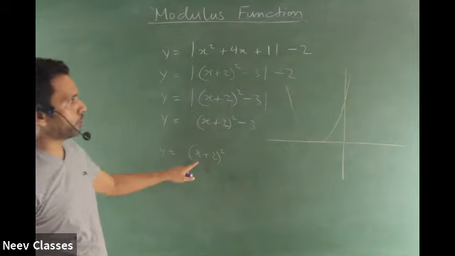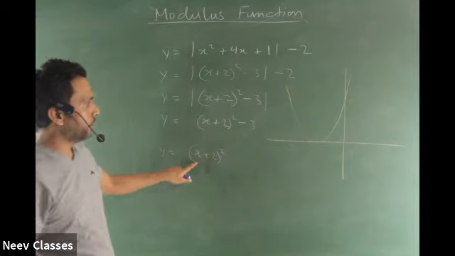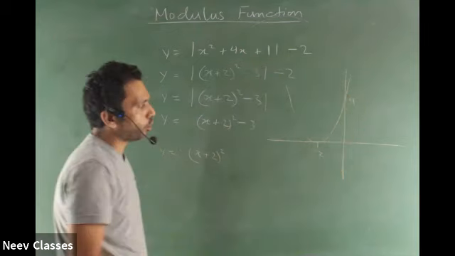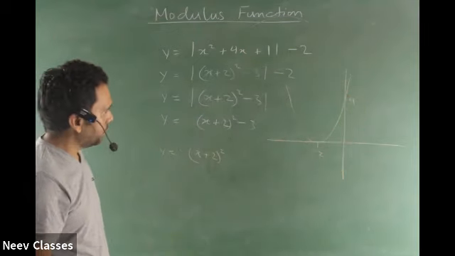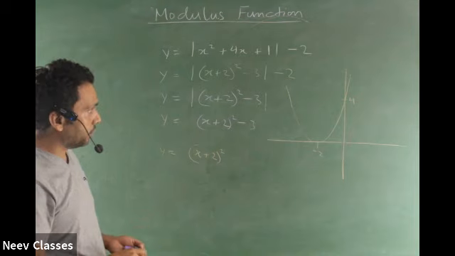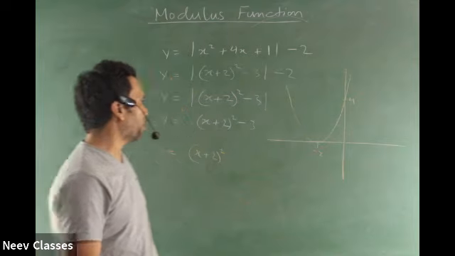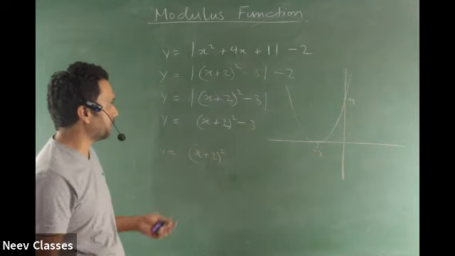X plus 2 whole square, the orange graph, right? Where is this? This is at -2. Where is this? This is at 4, right? I have not drawn to scale. It would be steeper. That's the orange graph. You don't have to mark if you don't want to, but just to know where it is, I would rather mark.